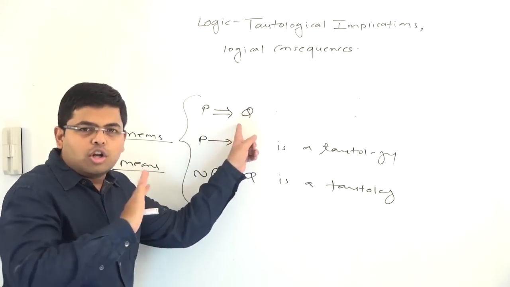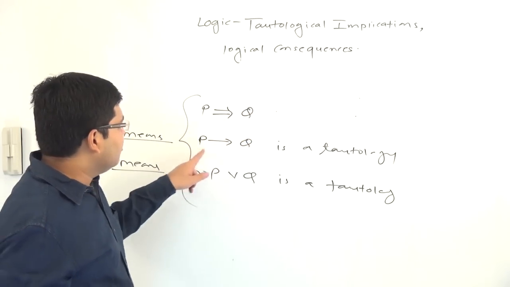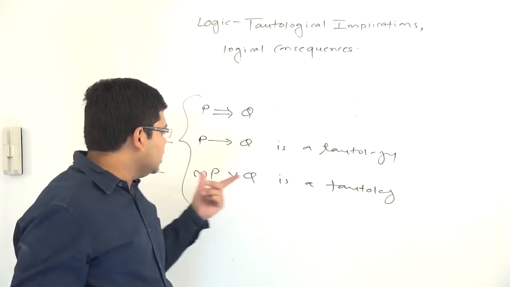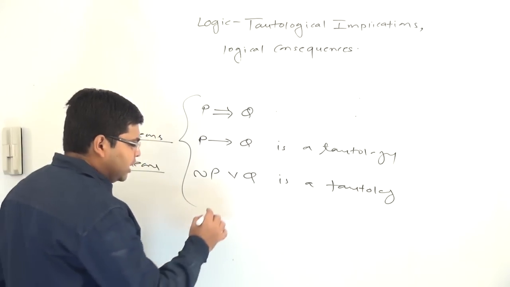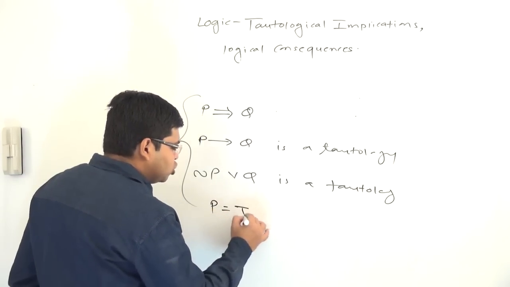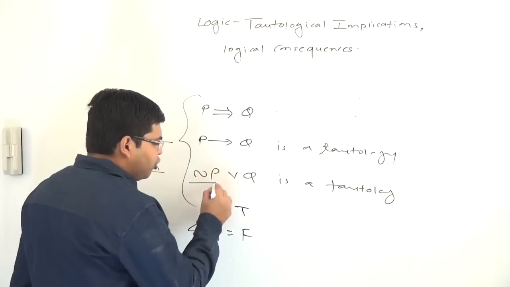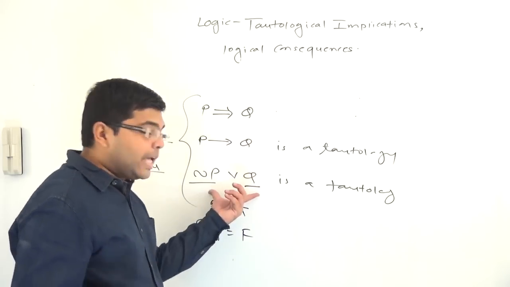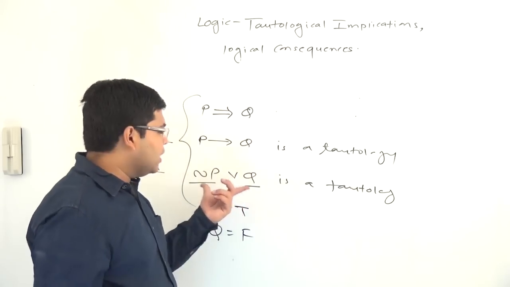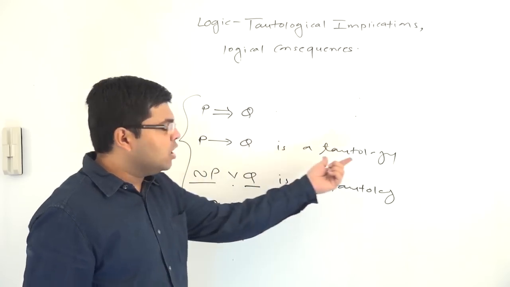P does not tautologically imply Q. P implies Q is not a tautological implication. P implies Q is not a tautology. Negation of P or Q is not a tautology. And the reason is very same. You put P equal to true and Q equal to false. This will become false. This formula can be made false, and therefore we cannot say that P implies Q is a tautology.